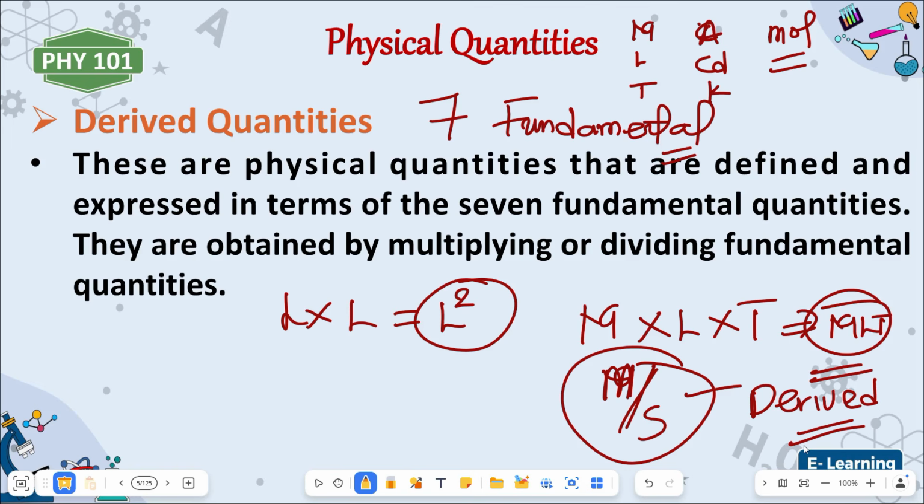Is that okay? So that is what derived quantities are. They are quantities that are obtained by multiplying or dividing the fundamental quantities. All right? Those are derived quantities.